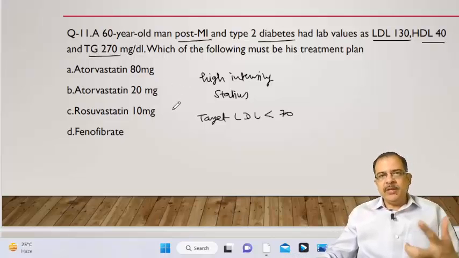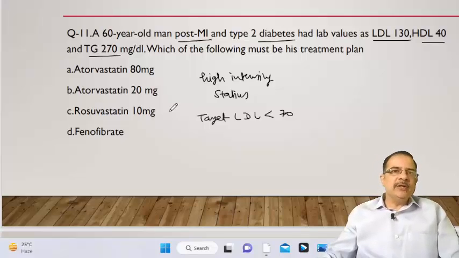Here the LDL value was 130, HDL was almost okay, triglyceride was 270. So the student will be thinking we should give the drug for triglyceride, that is fenofibrate. No, fenofibrate is usually given when the triglyceride is more than 500. That means very high levels, then we give. But below that the benefits are not that much. So to make the LDL less than 70, we need high intensity statins.